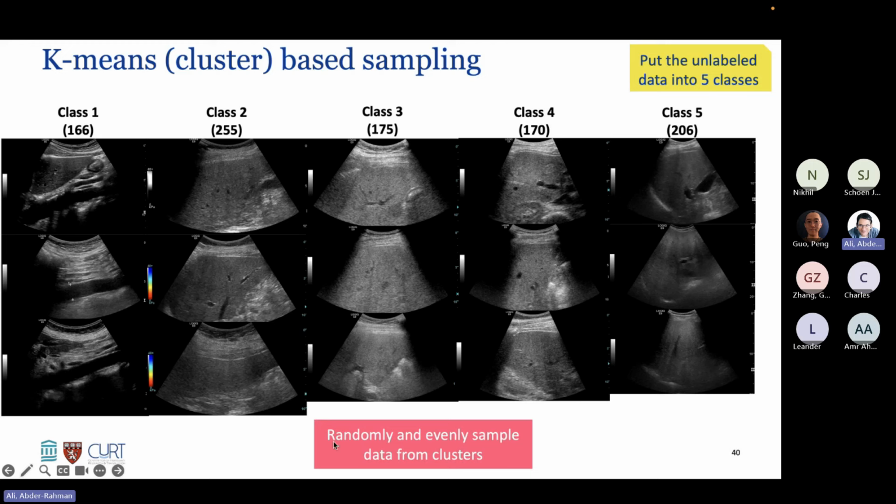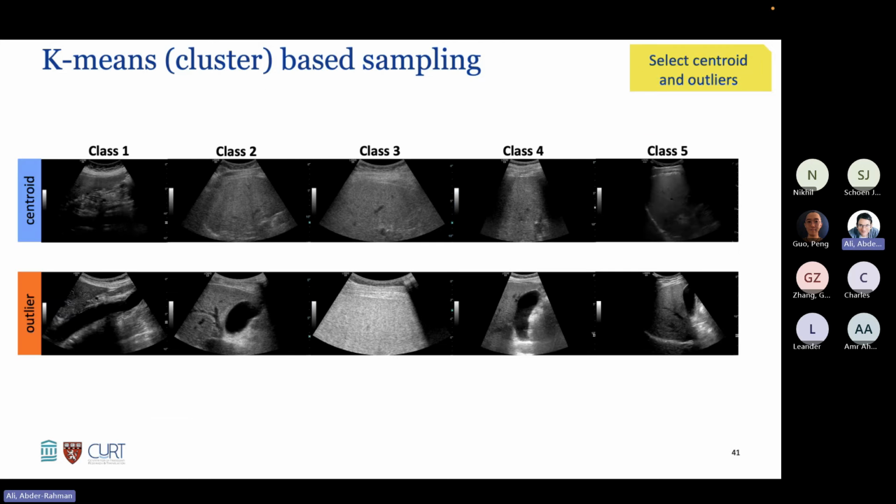Here I have 166 images. When I pick 3, I can pick any 3, but I have to make sure that from the other classes, I pick the same amount of images I picked from each class. So randomly and evenly sample data from clusters. So that's the first step. The second step is, remember when I explained k-means, there was a centroid, the center of the class.